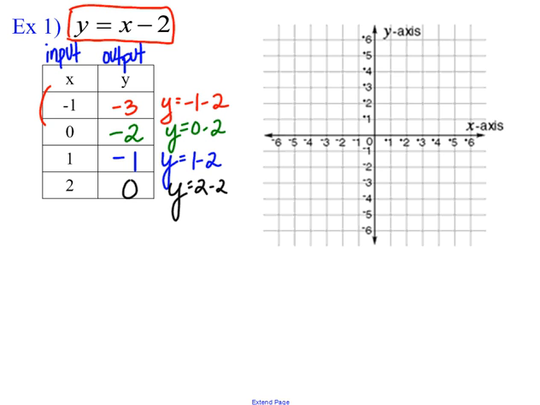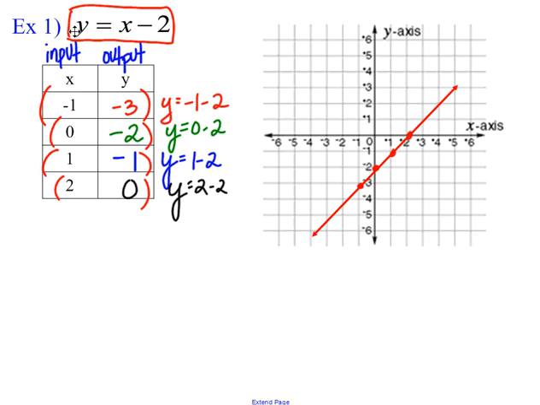Now all of these are ordered pairs: (-1, -3), (0, -2), (1, -1), and (2, 0). Let's put those ordered pairs on our graph. So (-1, -3), (0, -2), (1, -1), and (2, 0). And then we're going to draw a line through our graph, just like so. Again, this is all review. We've been doing this for a while.